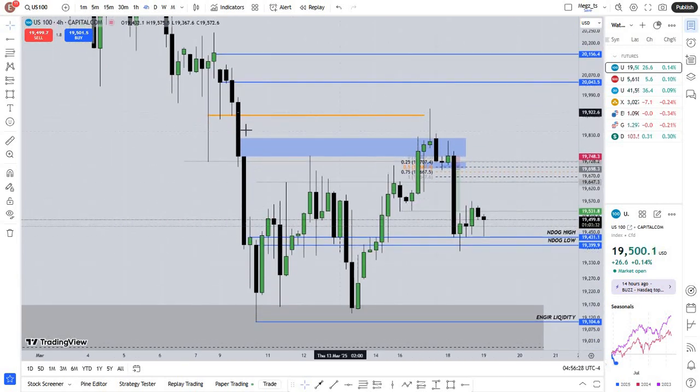This is the return into the consequent encroachment. This same period again, you see the consequent encroachment, you see this long wick on the 4 hours time frame, you see the consequent encroachment here, that same level. So price returned to it and then broke lower.